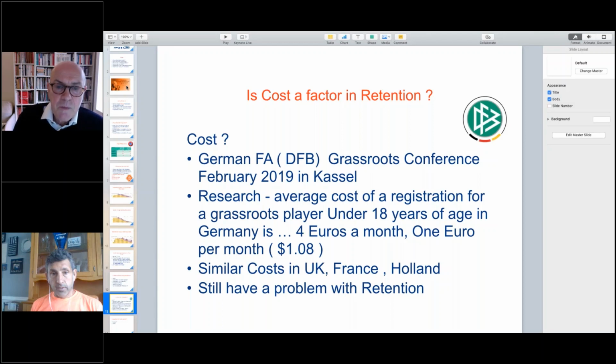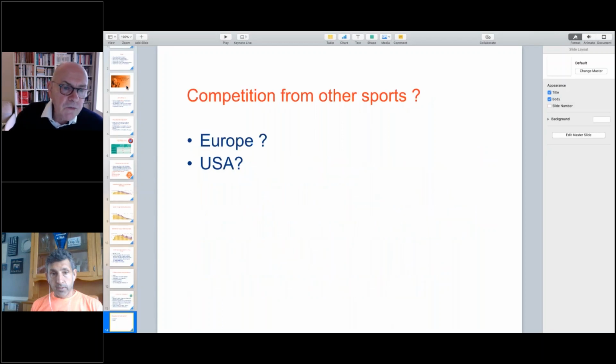The high cost of playing may be a factor in attracting them to the game, but there are levels of retention, levels of turnover. It is a problem in the UK, France and Holland, in Western Europe, in Asia. Retention is a problem elsewhere, where there are far, far cheaper registration programs. So they still have a problem with retention. Is it competition from other sports?